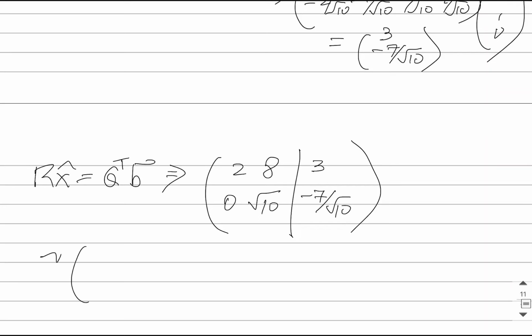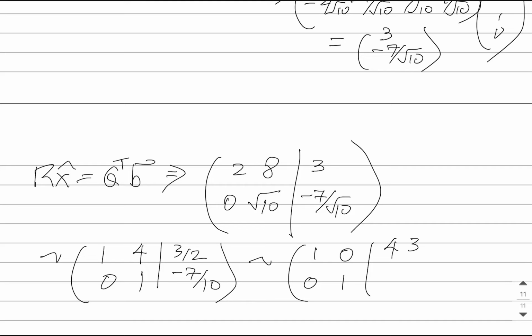If you row reduce this system, you'll get 1, 4, 3 halves, 0, 1, negative 7 over 10, and you're starting to see that these numbers look familiar. What you end up getting is 1, 0, 0, 1, the good old 43 over 10, the negative 7 over 10, just like before. So you're not supposed to get anything different. You're supposed to get exactly this same result. The point of the story here is that we can come up with the same unique solution using QR instead of using the normal equations.